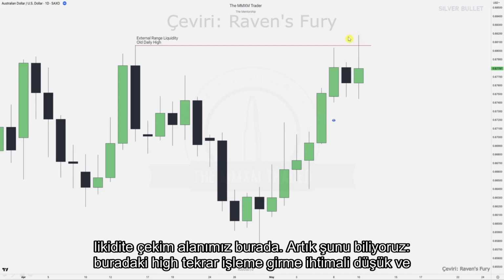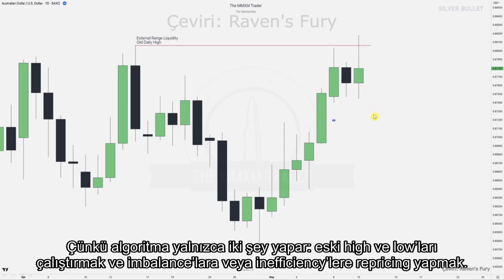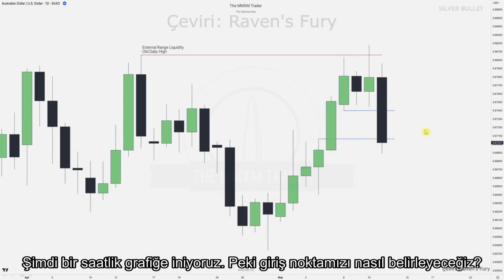So now we know this high over here is unlikely to get traded into again, and our next draw on liquidity is to fill up an imbalance or reprice into a fair value gap, right? Because the algorithm only does 2 things, which is running old highs and lows, right? And repricing into imbalances and inefficiencies. Now we see this big daily candle completely filling up this fair value gap on the daily time frame.